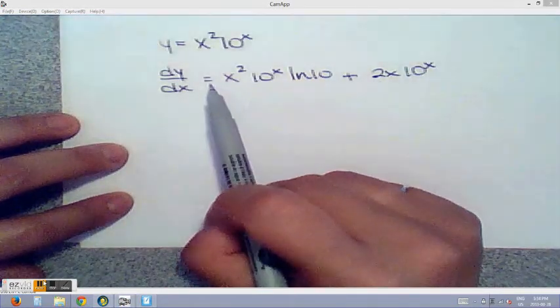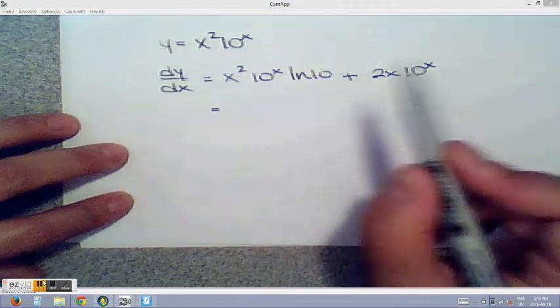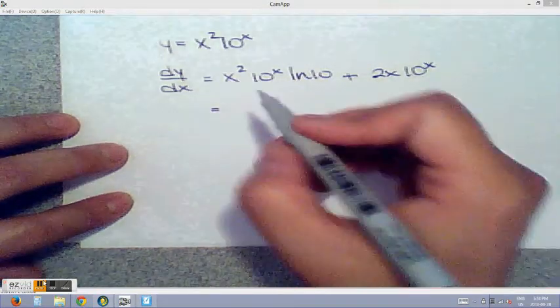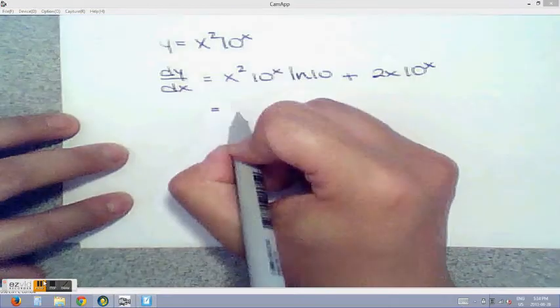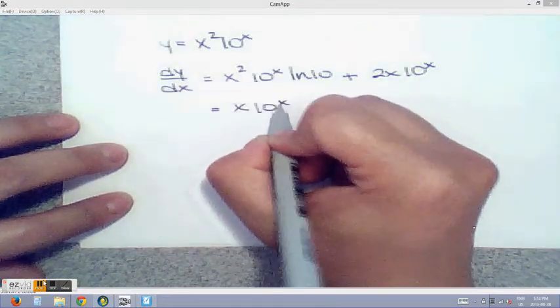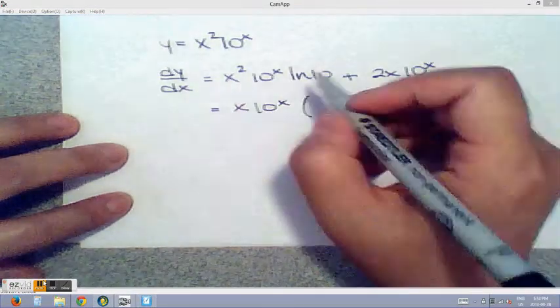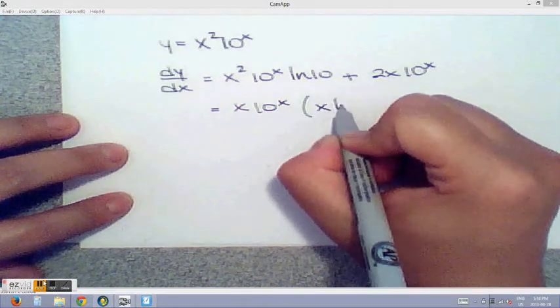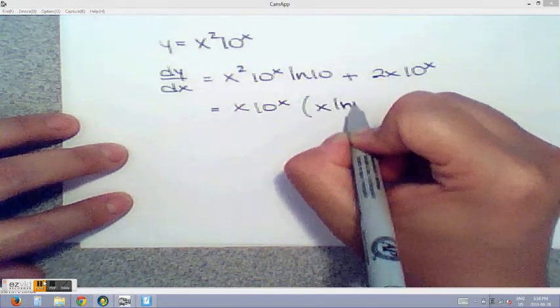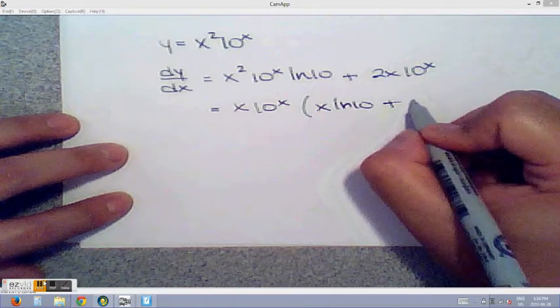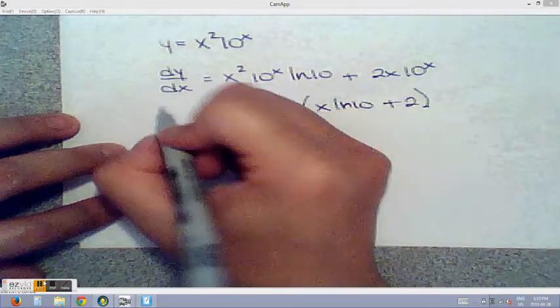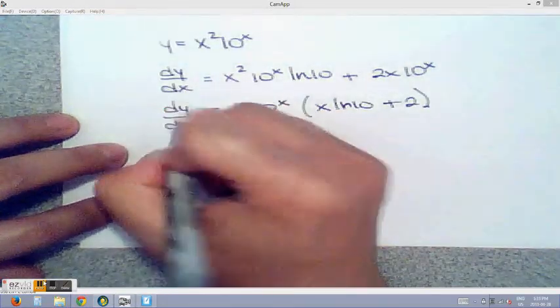Simplifying. There's not much more we can simplify. Maybe we can factor. So let's factor out an x times 10 to the x, and then we're left with x ln 10 plus 2. And that is completely simplified.